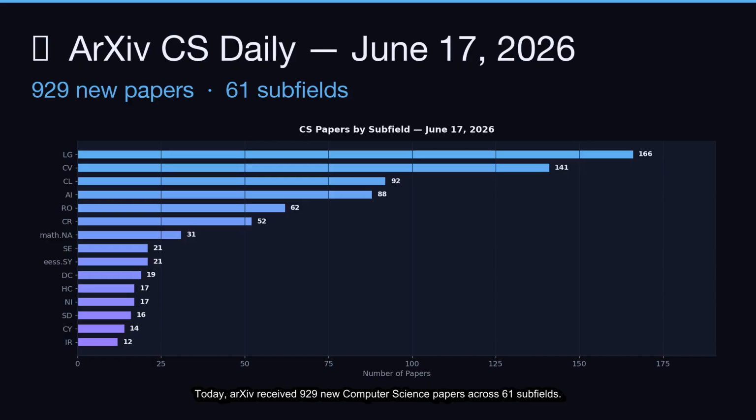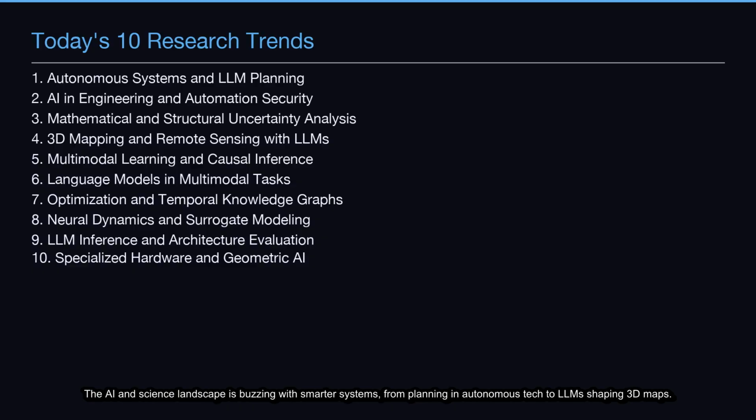Today, ArXiv received 929 new computer science papers across 61 subfields. Let's look at the research landscape before we continue with the remaining papers. The AI and science landscape is buzzing with smarter systems, from planning in autonomous tech to LLMs shaping 3D maps. Surprisingly, security in automation and causal reasoning in multimodal learning are breaking through. Let's dive into the details, and here are the 10 papers we picked from across these areas.